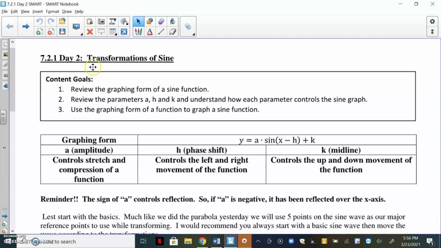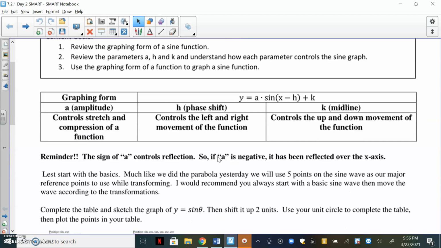Today we're going to learn about transforming the sine function graph, and this is exactly why yesterday we reviewed our a, h, and k and the transformations with parabolas, because all of those rules that we learned back in the day, they apply when we are trying to graph transformed sine functions. The only thing is these come with a little bit of extra vocabulary that we're going to need to know.